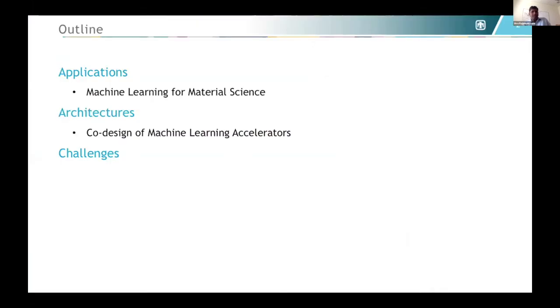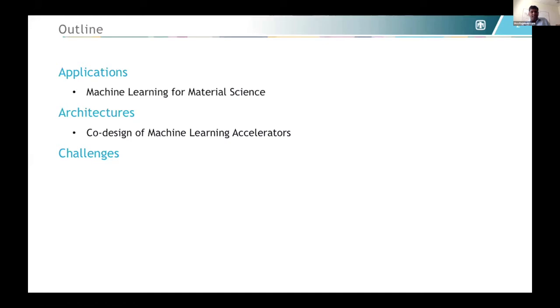It's a two-part talk. The first part is focused on applications. Especially, I would like to focus on an application that is related to the previous talk as well. It is on using machine learning for an application in the material science domain.